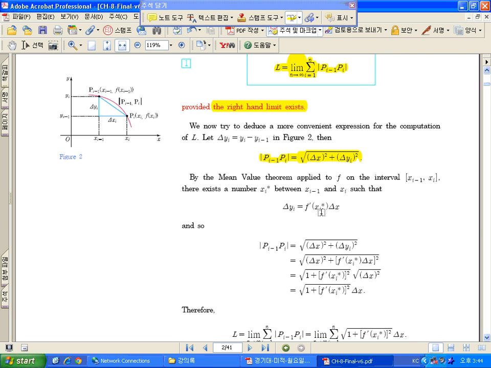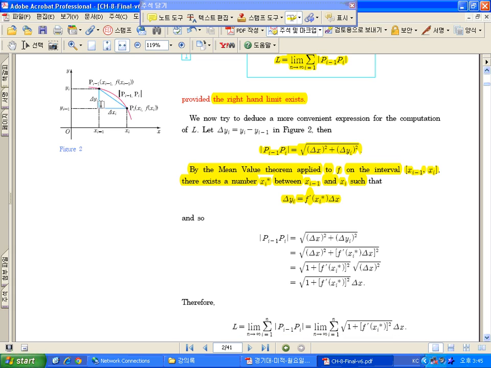Then, in order to find this length, we need to know delta y i. This delta y i can be found as the product of f prime of x i star times delta x by the mean value theorem that we have studied in the earlier chapter. By the mean value theorem applied to the function f on the subinterval, there exists a number x i star between x i minus 1 and x i such that delta y i is equal to f prime of x i star times delta x.